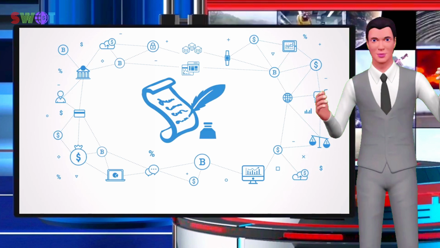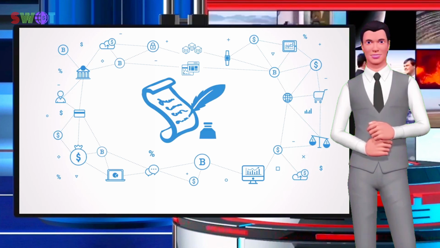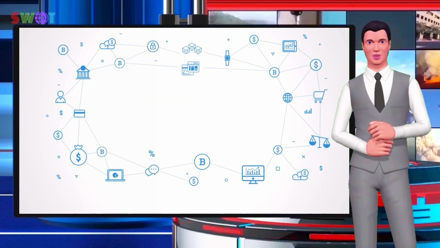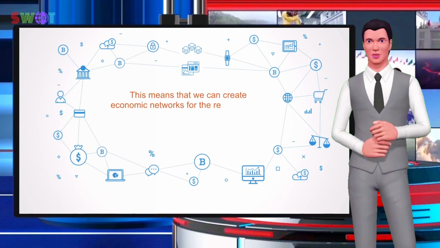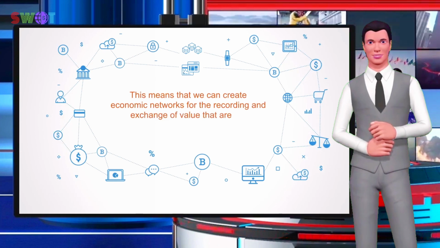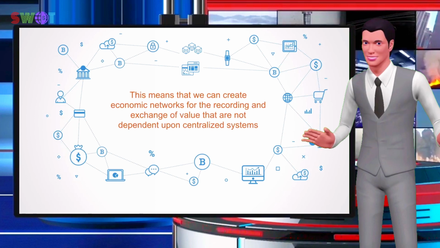The blockchain is a distributed ledger that does not rely on a trusted centralized authority to maintain and validate the ledger. This means that we can create economic networks for the recording and exchanging of value that are not dependent upon the centralized systems that currently run our economies and society.